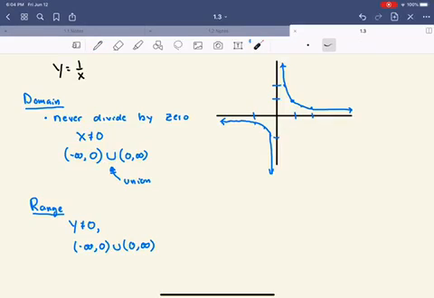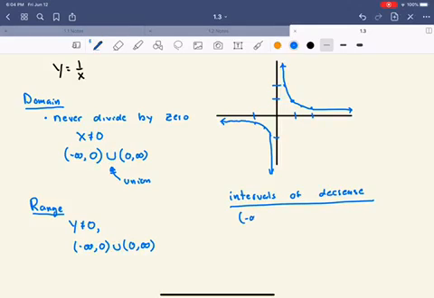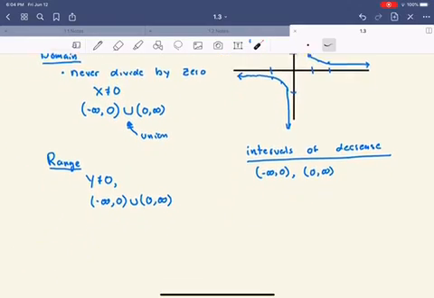Now, one thing I want you guys to notice. As we move from left to right, here, this is decreasing, right? It's going down as you move from left to right. But here, well, it's actually also decreasing. Okay, so we're going to say that it has intervals of decrease on negative infinity to 0, and then again from 0 to infinity. Okay, this is intervals of decrease. We keep them separate. We don't have to union them. Okay, let's do another one.